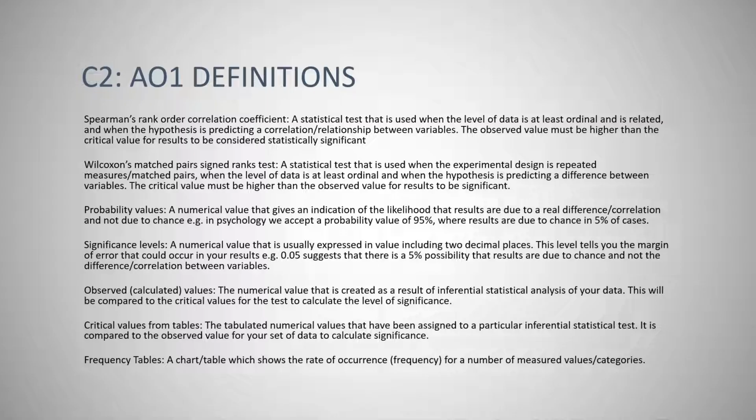So statistical levels are a numerical value that is usually expressed in value including 2 decimal places. This level tells you the margin of error that could occur in your results. So for example, 0.05 suggests that there is a 5% probability that results are due to chance and not the difference or correlation between variables.